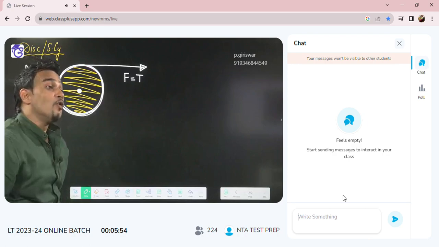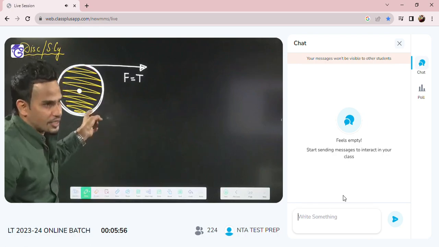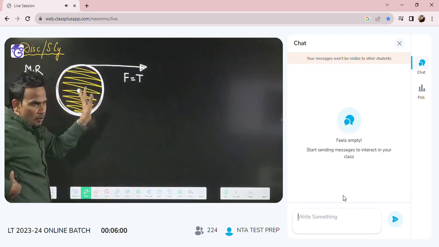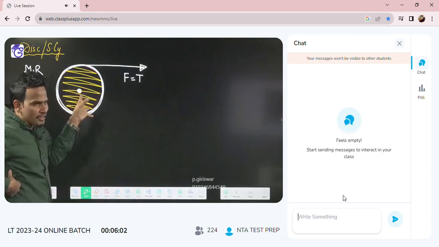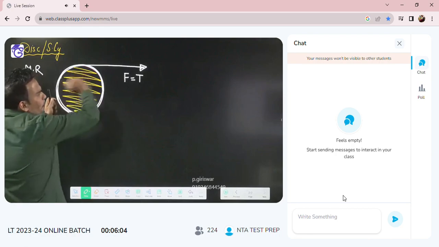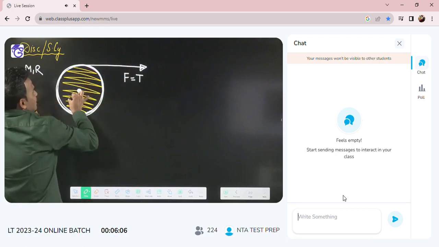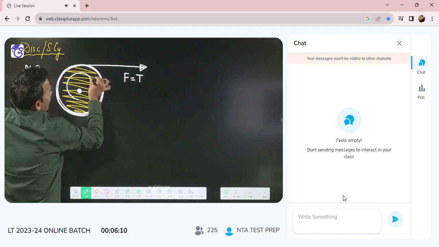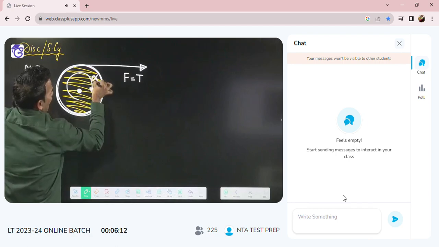The disc will now rotate about its center. It's a very simple situation. It will not roll. Don't say roll, because the center is fixed. So what will happen if you pull it? Your disc is going to rotate, and if your disc is going to rotate, it must have some angular acceleration.